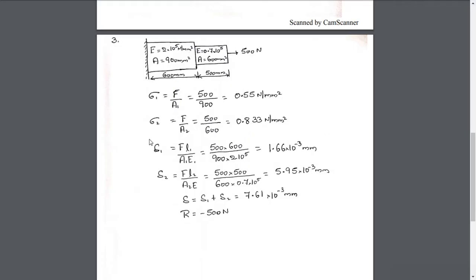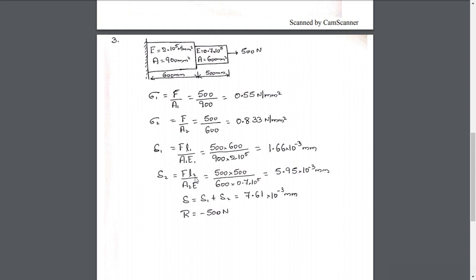So in this calculation part, we need to find out stress, deformation and reaction. Stress, as usual, formula force by area, sigma 1, sigma 2. I got the values as 0.55 Newton per millimeter square, 0.833 Newton per millimeter square. Next, deformation delta 1, delta 2, the formula is FL by AE. If I substitute the respective values, I'll get delta 1 as 1.66 into 10 power of minus 3 millimeter, delta 2 as 5.95 into 10 power of minus 3 millimeter.